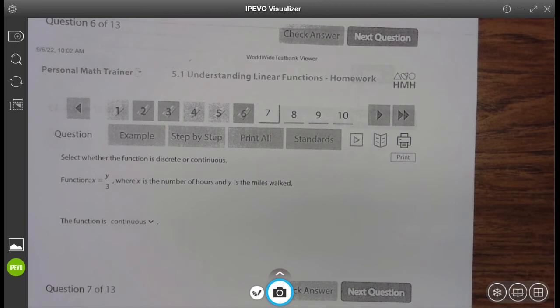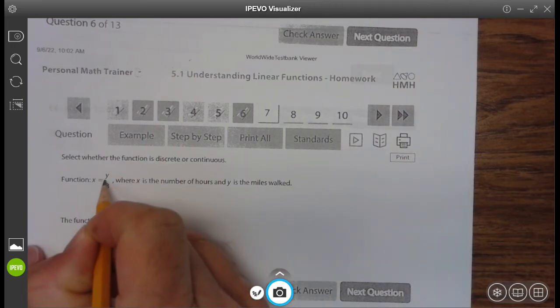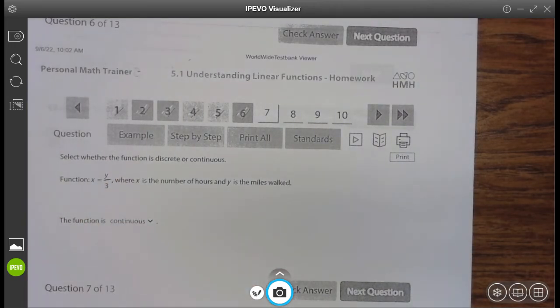Select whether the function is discrete or continuous. The function x equals y divided by 3, where x is the number of hours and y is the miles walked. The function is continuous because you can have half an hour, you can have half a mile, you can have a fourth of a mile, and so on. So the function is continuous.